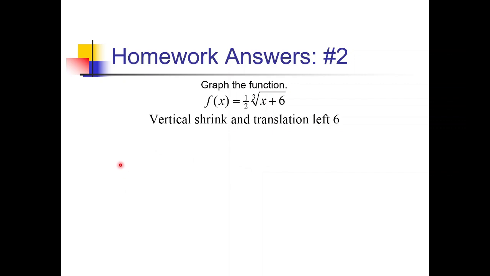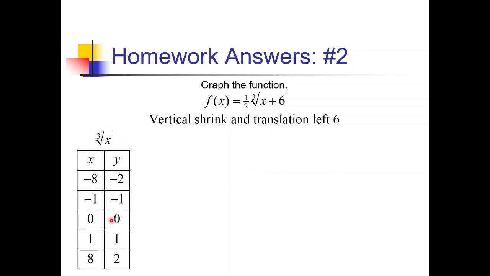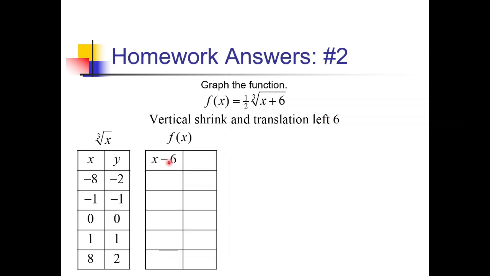The parent table, again, we have -8, -2, -1, -1, 0, 0, 1, 1, and 8, 2. For the f function, since we're going left 6, we're going to have to do x - 6 for those x values. And the vertical shrink makes us do 1/2 times the y values.